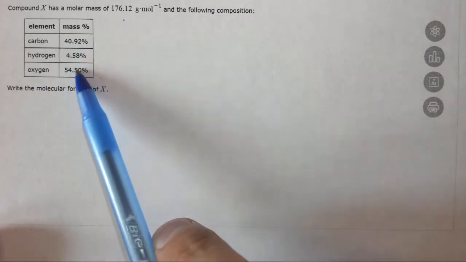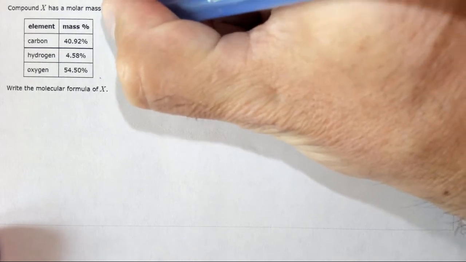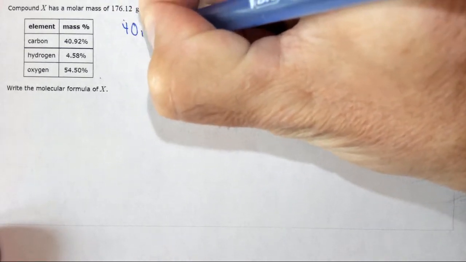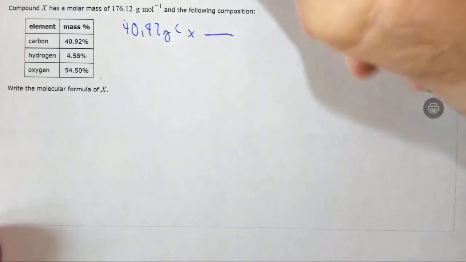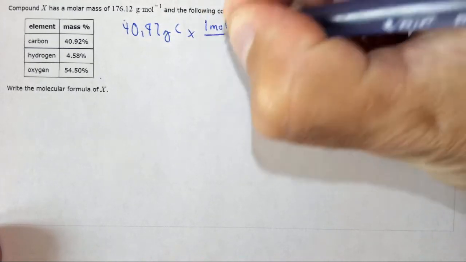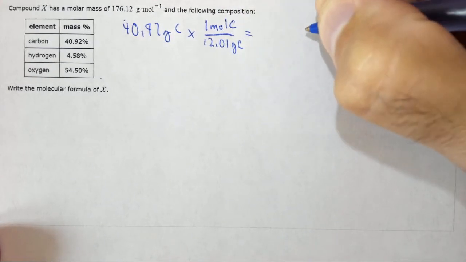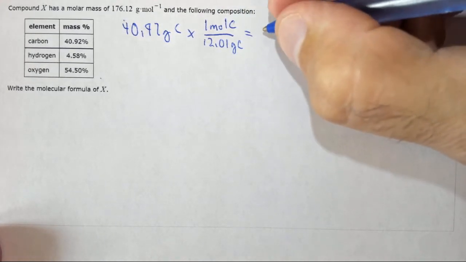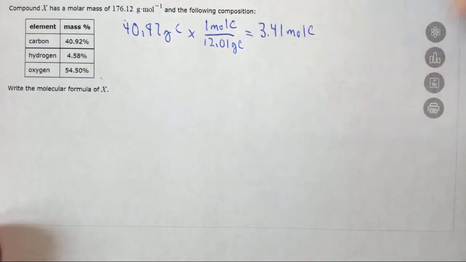So the first thing we need to do is consider these percentages as grams. Said another way, we need to assume that we have 100 grams of compound. So if we have 100 grams of compound, that would be 40.92 grams of carbon. We want to convert grams of carbon to moles of carbon because the empirical formula is the simplest ratio of moles. So we put 1 mole of carbon over 12.01 grams of carbon, and to three significant figures, we get 3.41 moles of carbon. We want to do the same thing for hydrogen.